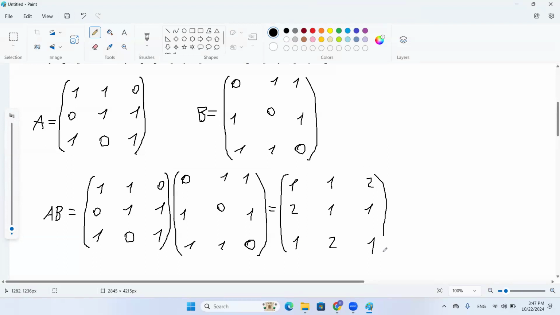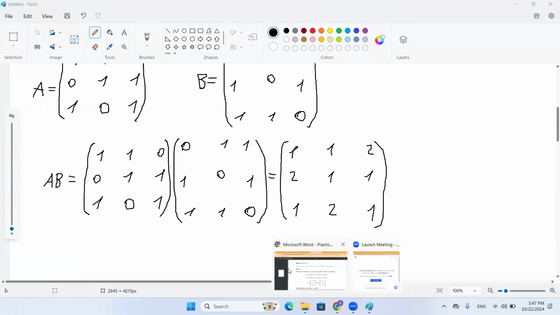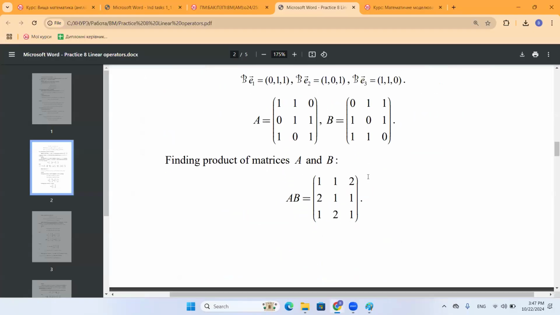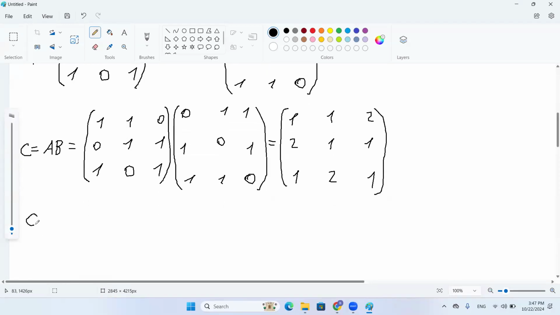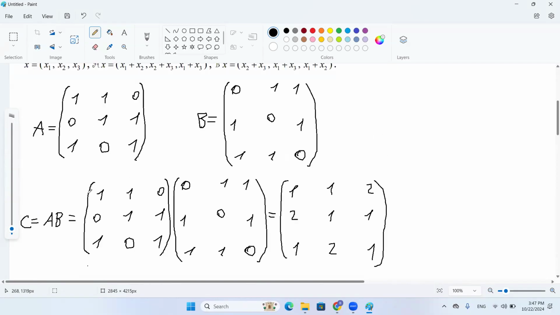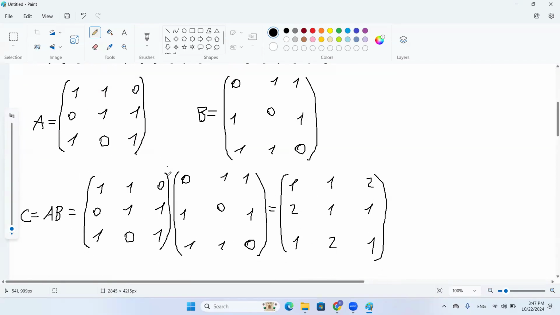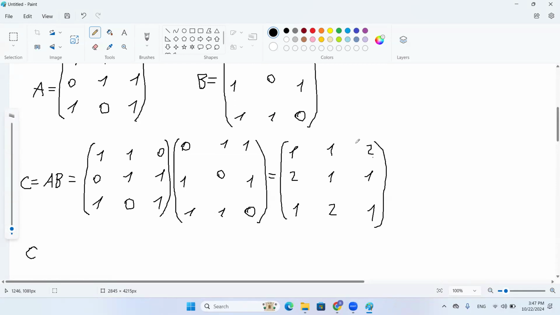So here is the matrix of the product of this linear operator. Now let's verify. So 1, 1, 2, 2, 1, 1, 1, 2, 1. Yeah, so it's correct. And now we need to write it in explicit form. Let's mark it C, and we have the next operator C. Explicit form means to write it as a vector. And what we do, we just take these rows and write them as the coordinates.